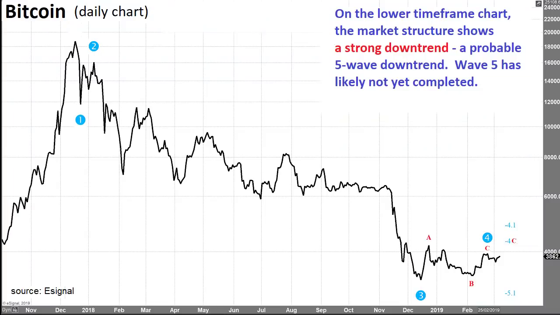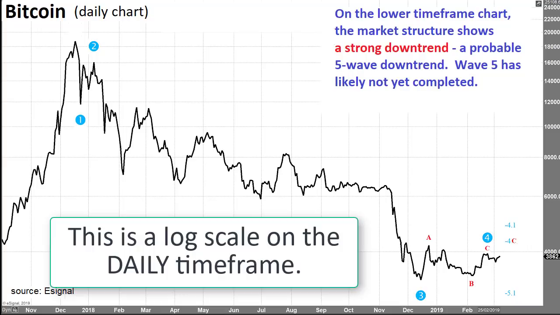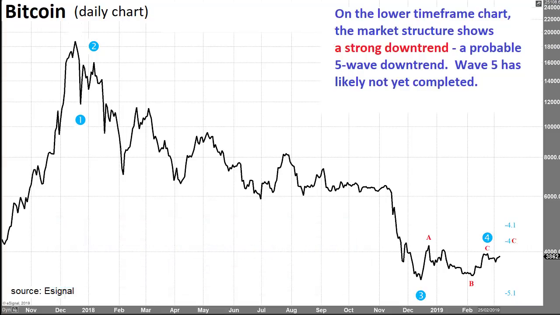Look, this is also a log scale chart. This is a logarithmic chart, but on a daily time frame, a slightly lower time frame chart. And yes, it is true that the crash we've seen in Bitcoin, the downtrend we've seen since the highs of 2017, certainly has been devastating. It's a terrible downtrend, without a doubt.